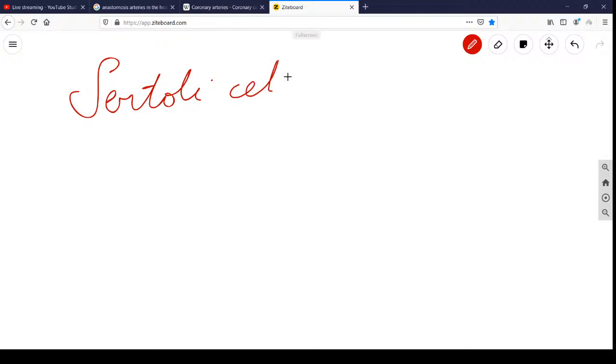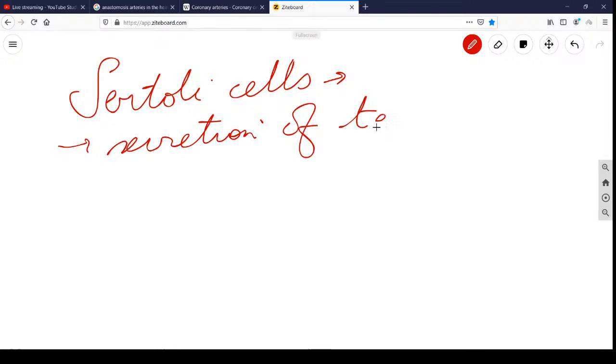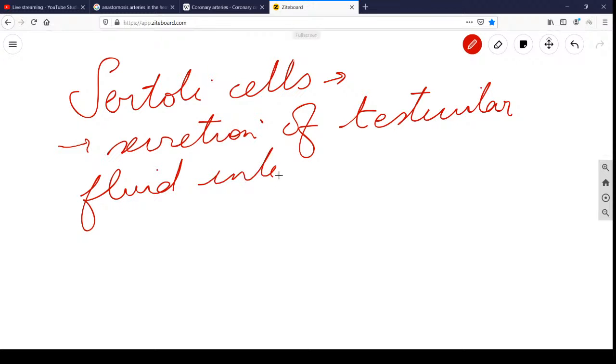We talk about Sertoli cells: secretion of testicular fluid into the tubular cavity.